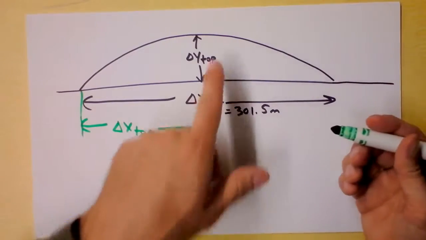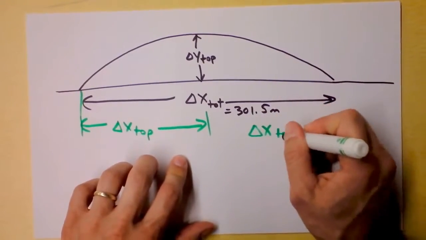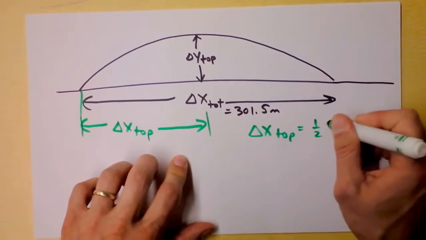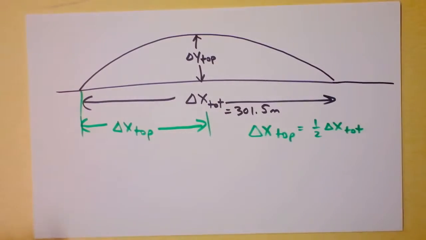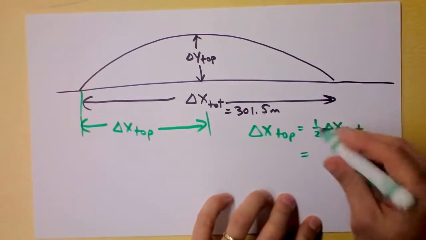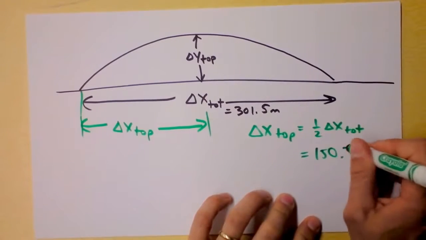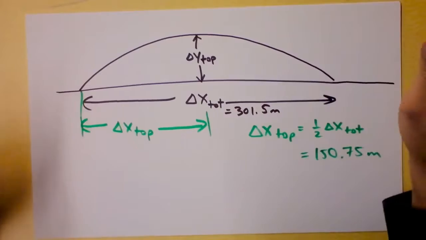And what I notice immediately is that because of the symmetry of this parabola, delta x top equals 1/2 delta x tote. So I'm taking this total distance and dividing it by 2. In this case, it turns out to be 150.75 meters. No sig figs because we're in the middle of the problem.